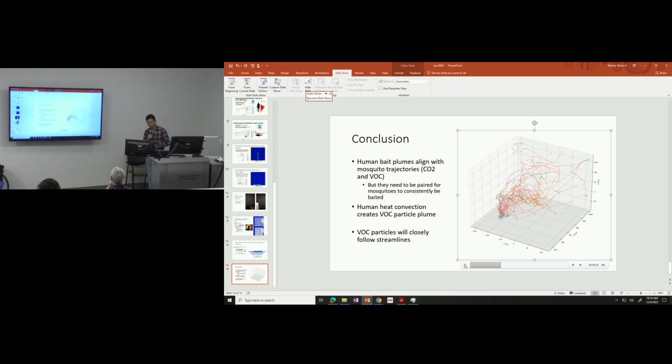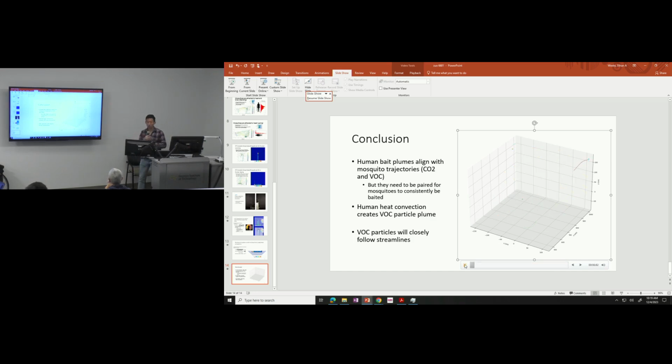But in conclusion, human bait plumes tend to align with mosquito trajectories, whether it's CO2 or VOC, not individually. So they need to be consistently paired together for mosquitoes to actually be attracted to you. Not that they won't be attracted to individual ones, but to get a lot of them, or to not get a lot of them, depending on what you want to do, you want to get them together.